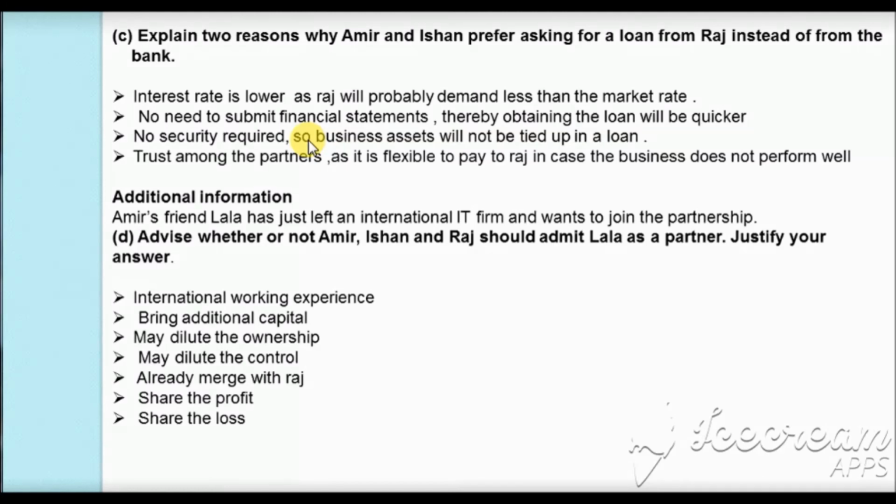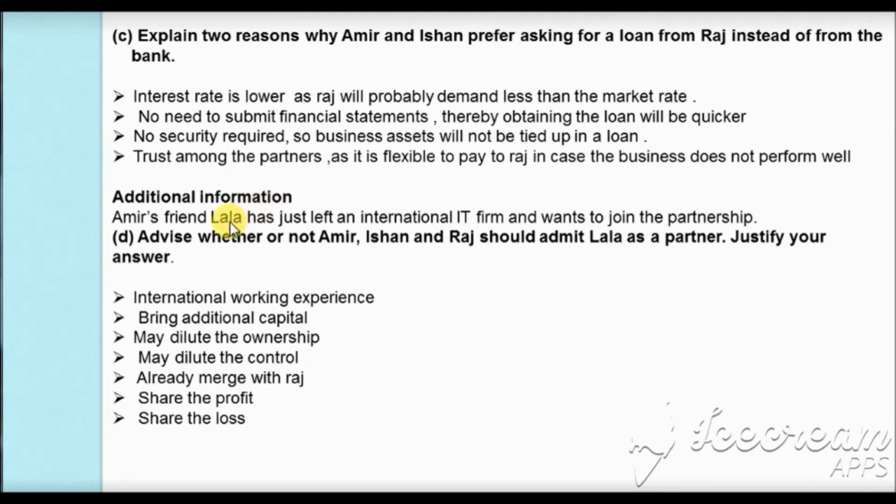Furthermore, when we take a loan from a bank, we need to deposit a collateral security, because of which the business assets will be tied up, because this collateral security will be depositing the paper of some non-current assets, and this will be the bank's property till the time the loan is paid. Whereas when loan is taken from Raj, there is no need for a collateral security, hence the business assets will not be tied up by the loan. And furthermore, there will be more trust when the loan is taken from Raj. It will be more flexible and easy to pay, because if the firm is not making any profit or is not performing well, then the payments of the interest to Raj may be done in more flexible way. So that is also a benefit when the loan is taken from the partner rather than taking it from the market or from the bank.